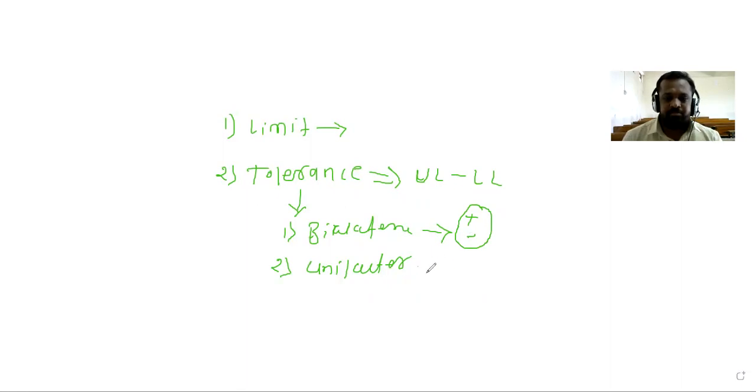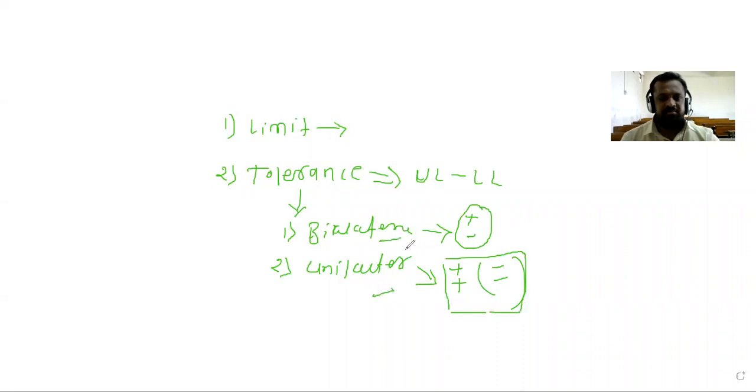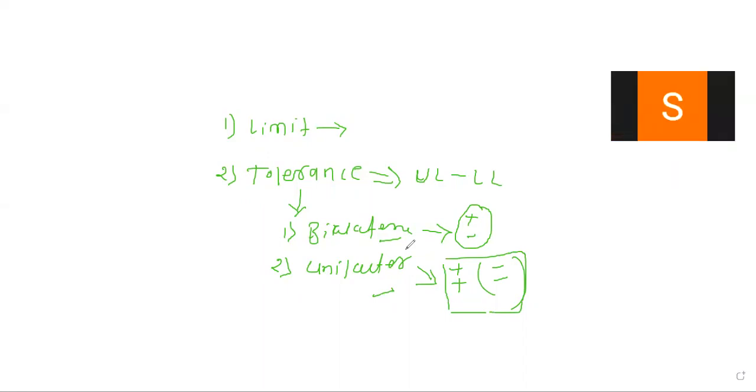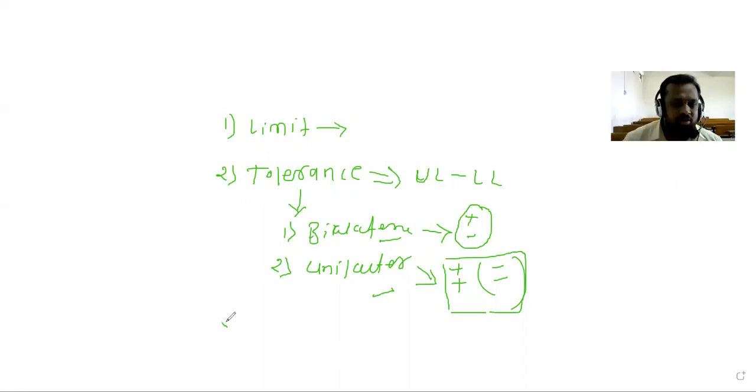And what is meant by the unilateral tolerances? When we are showing the tolerance to that component on only one side of the basic size, meaning either we have to show the tolerance on the plus side, or we have to show the tolerance on the negative side, then we can call it the unilateral tolerances. So, understood?